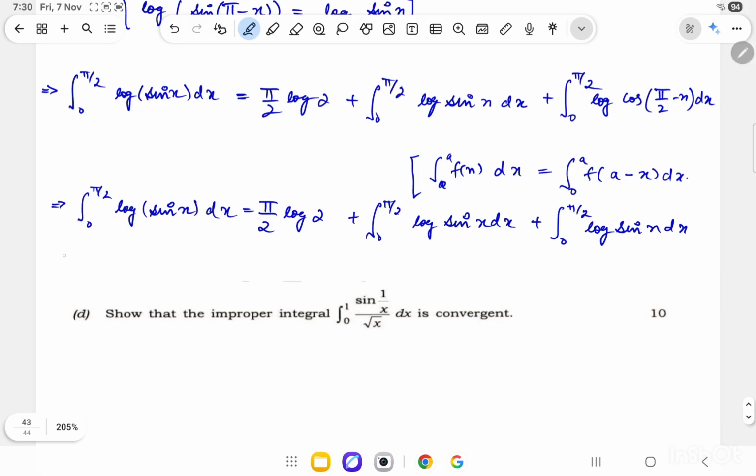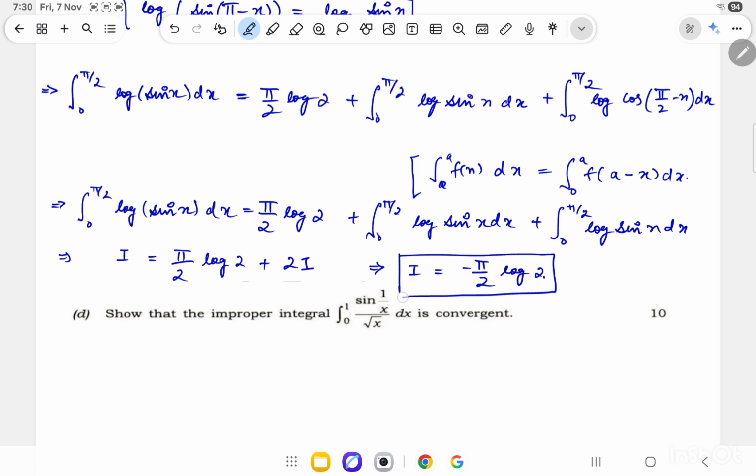Now if you observe, this is our function I, so we are left with pi by 2 I equals pi by 2 log 2 plus 2 of I, because these two are I as well. So from here I is equal to minus pi by 2 log 2. So this is the value of the integral that we are evaluating. Now let's move on to the next question.